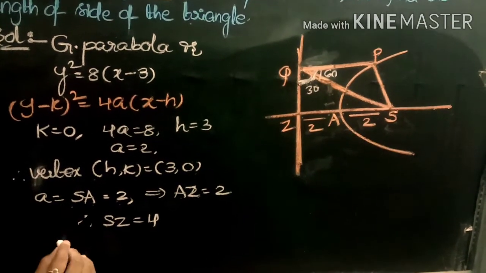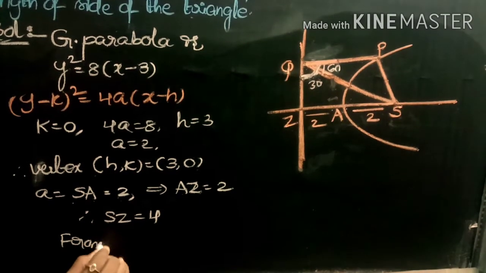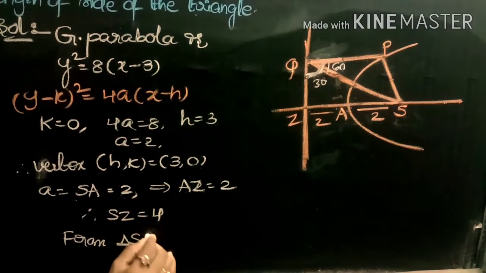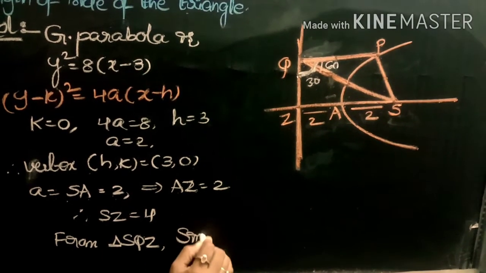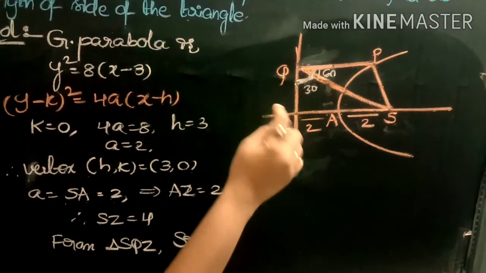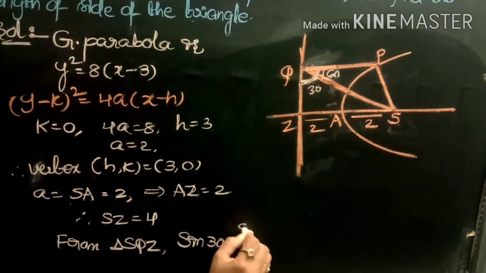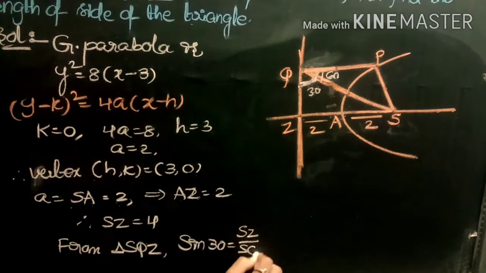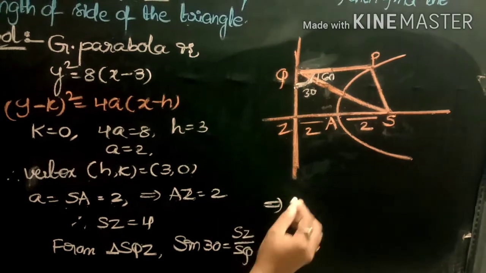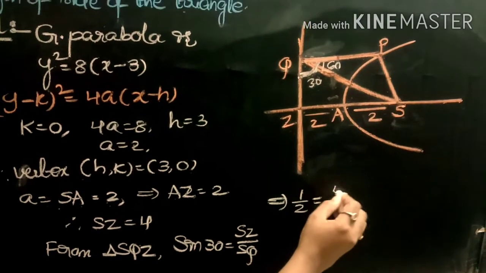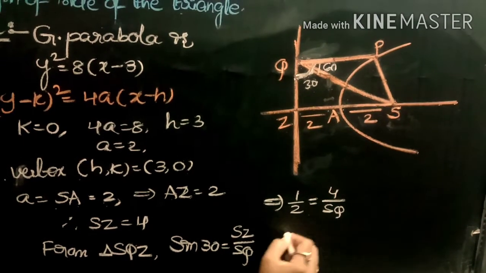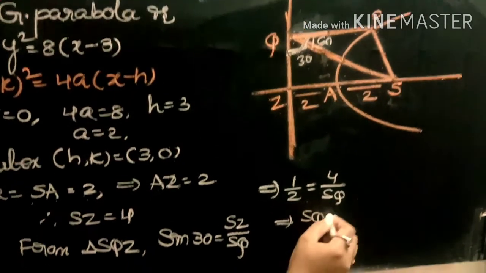And from the triangle SQZ, take the value of sin 30. In triangle SQZ, the value of sin 30 is equal to opposite by hypotenuse, that is SZ by SQ, which implies sin 30. What is sin 30? 1 by 2. 1 by 2 is equal to SZ. What is the SZ value? 4 by SQ. Now taking the cross product, SQ is equal to 8.